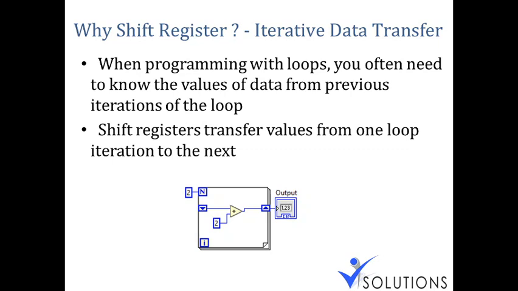What is meant by iterative data transfer is, many times when you use a loop, you often need to know the value, or you want to pass the value from the previous iteration to the current iteration, or maybe from the current iteration you want to push it to the next iteration. To do this, we'll use a shift register. A shift register helps you to transfer a value from one loop iteration to the next.